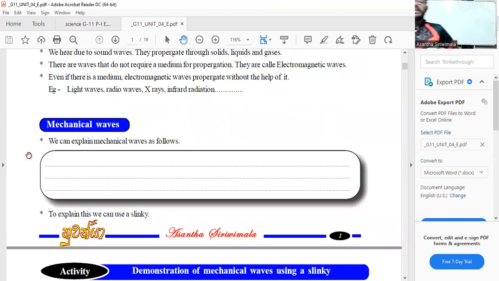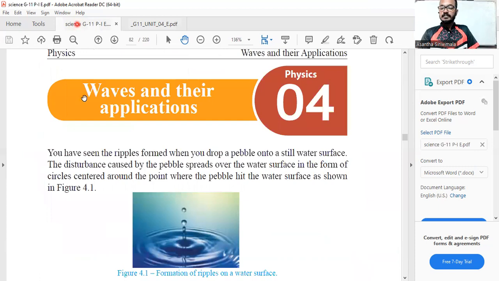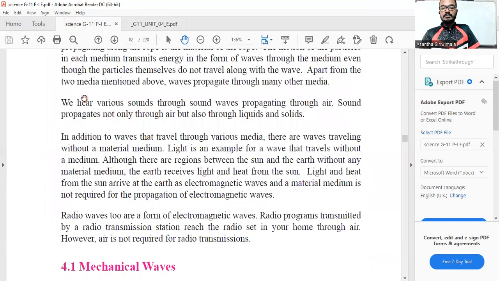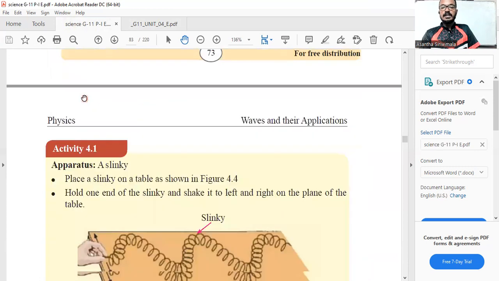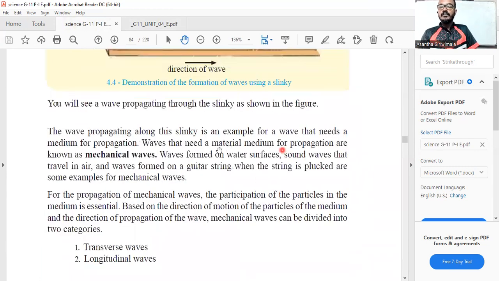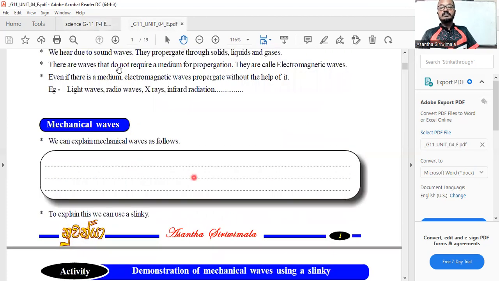They require a medium for the propagation. That's why they are grouped under the mechanical waves. We can explain mechanical waves as follows. These are the gaps you can fill with the help of the textbook. So we'll go to the textbook. This is the one here, right? Waves that need a material medium for propagation are known as mechanical waves. I'll repeat. Waves that need a material medium for propagation are known as mechanical waves. So you have to write that sentence in this box.